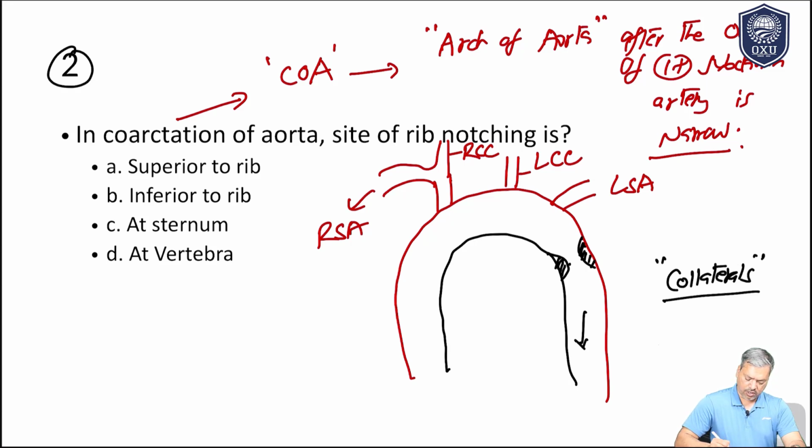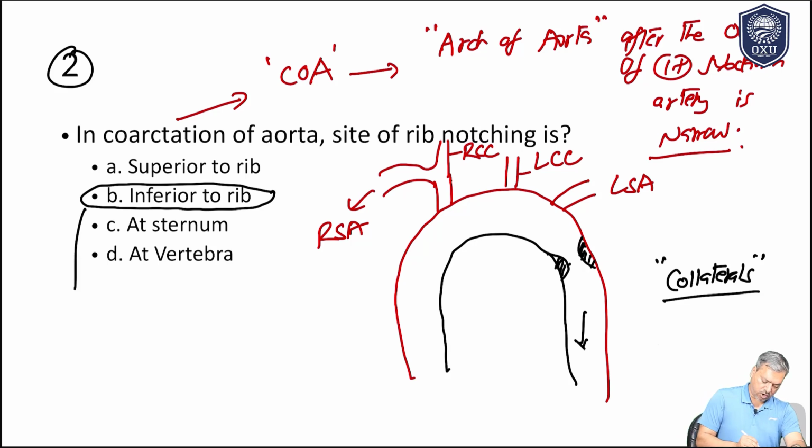These collaterals will have more blood flow all the time, and because of this excessive blood flow they will cause some indentation on the rib, usually the inferior surface of the rib. That is called rib notching, which is very commonly seen on chest X-ray. So this is the answer here.